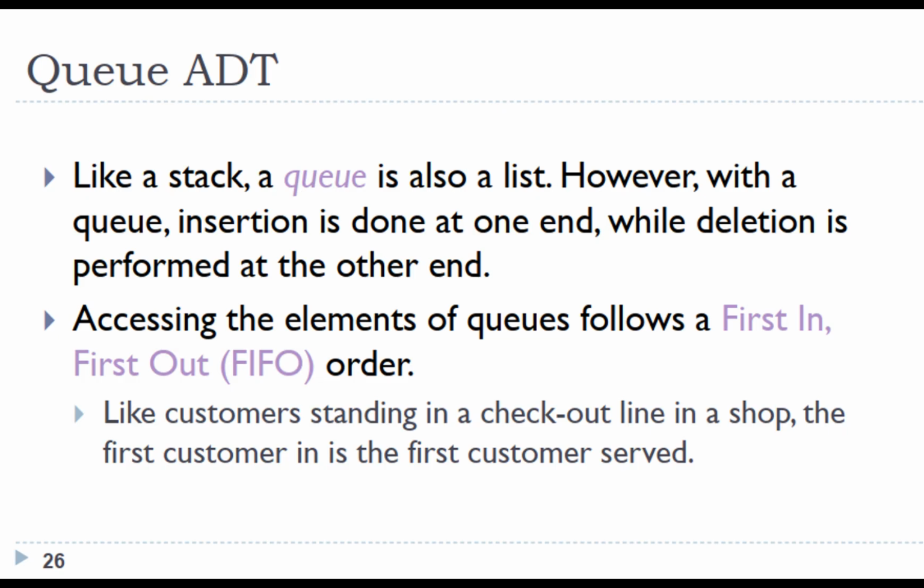However, with a queue, insertion is done at one end, while deletion is performed at the other end. Accessing the elements of queues follows a first in, first out (FIFO) order. Like customers standing in a checkout line in a shop, the first customer in is the first customer served.